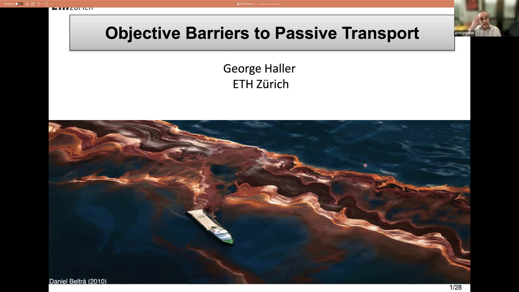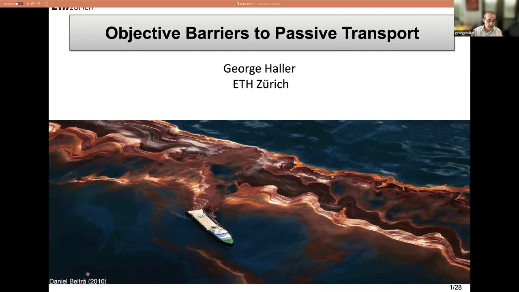So the first lecture is about objective barriers to passive transport. The second one will be about diffusive and active transport. And you will, hopefully, see the difference. I find this image very motivational.